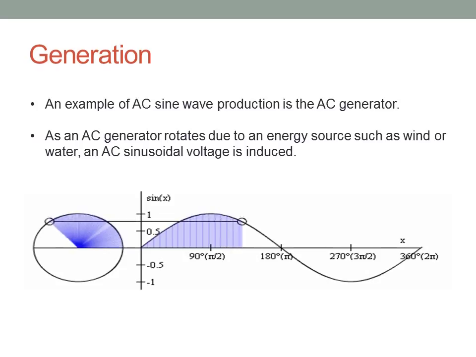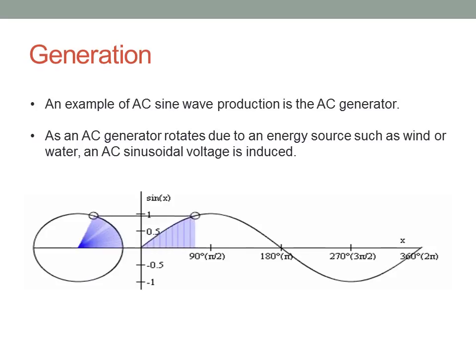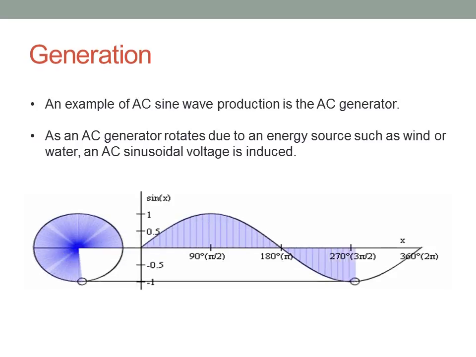An example of AC sine wave production is the AC generator. As an AC generator rotates due to an energy source, an AC sine wave is induced, as seen in this example.